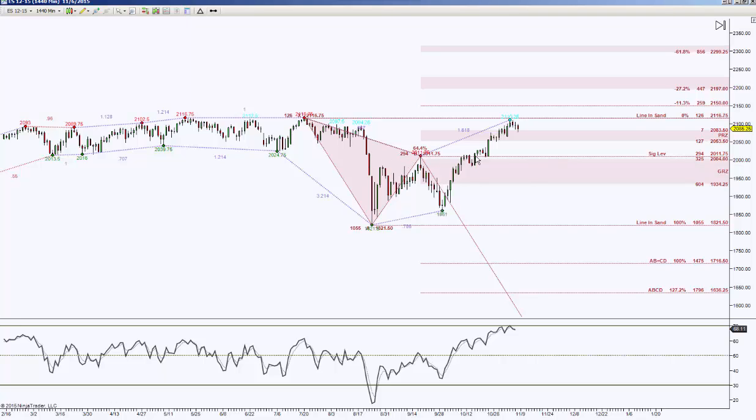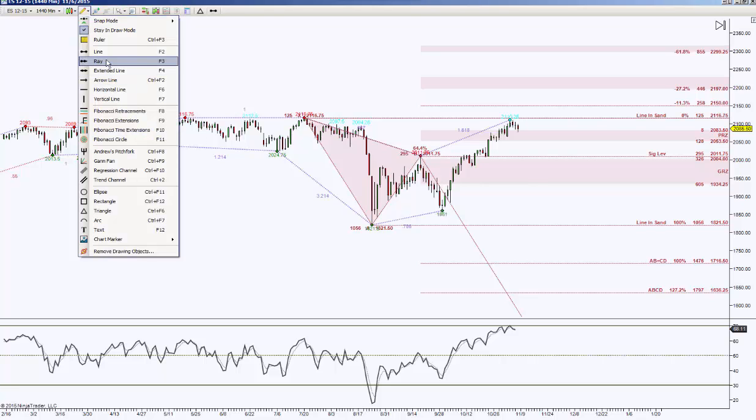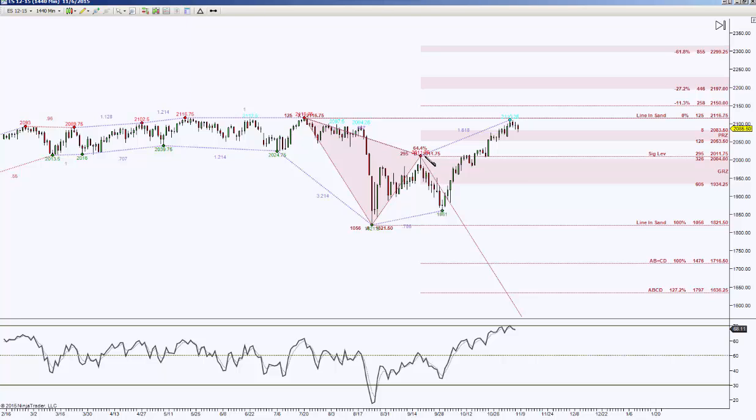Now, say price did not continue up from here, but started to go to the downside, and took out this point of the triangle, then it auto-plots the ABCD targets. So that's the triangle, and that's to show harmonic patterns.